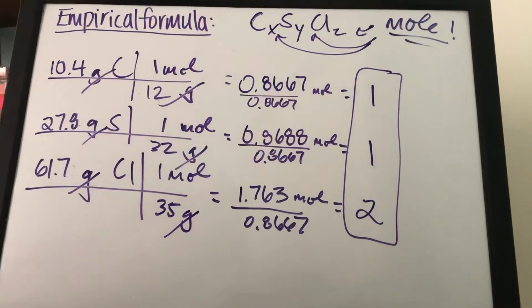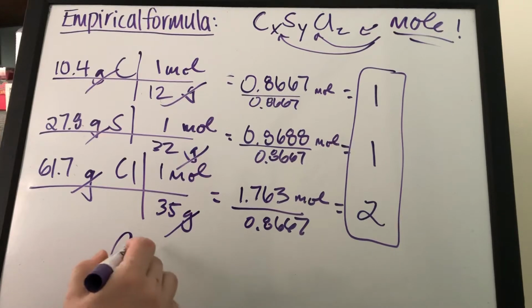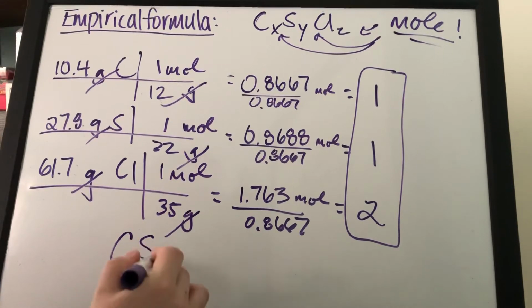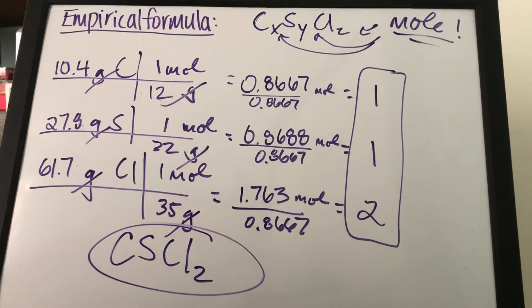Here's my mole relationship, or my mole ratio. So it's a 1 to 1 to 2, which means my empirical formula would be C1, which I don't have to write, S1, which I don't have to write, Cl2, and there is my empirical formula answer. Notice 1 to 1 to 2 cannot be reduced, so it is an empirical formula. So that's that one. Let's do another one.